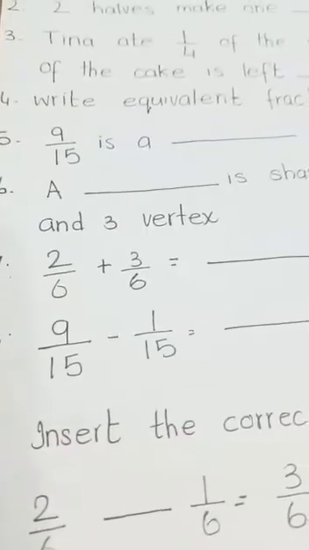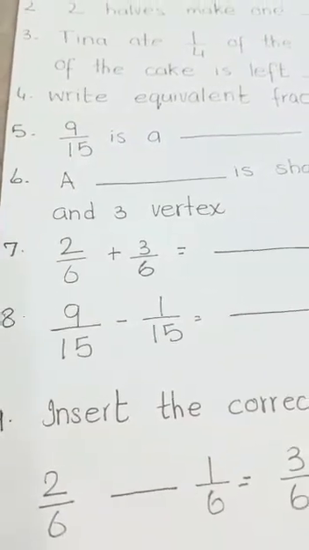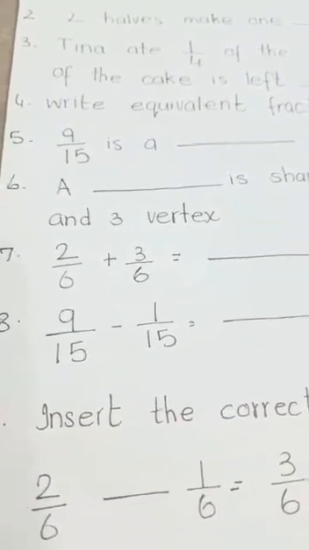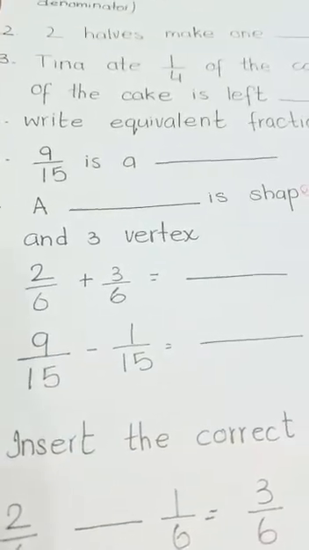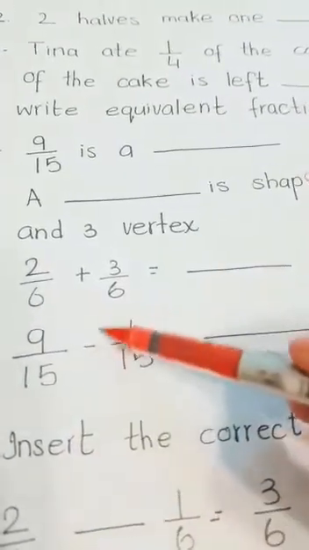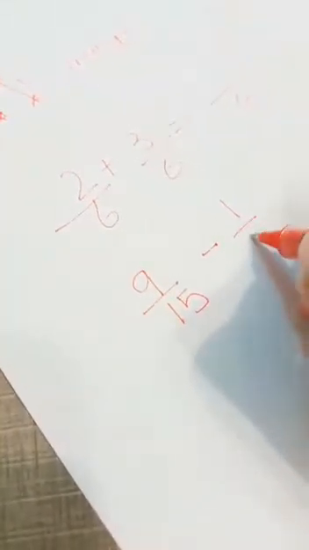Question number 8. 9/15 minus 1/15. It is the same method. The difference is that we are subtracting the value over here. 9/15 minus 1/15. From 9 we will take 1 away. So it will become 8 and 15 will be the same. It's very easy.